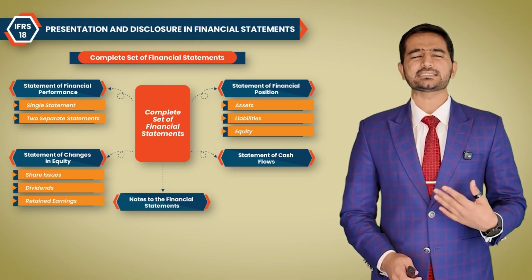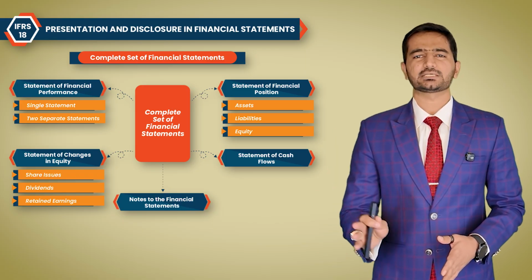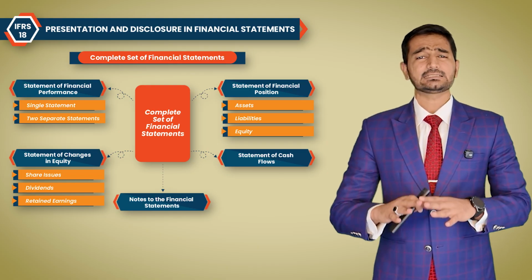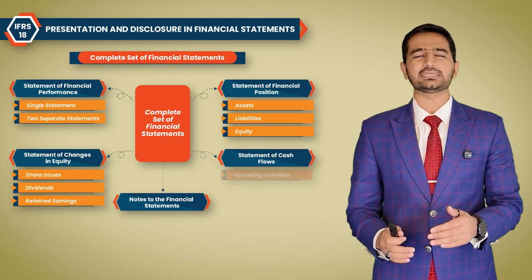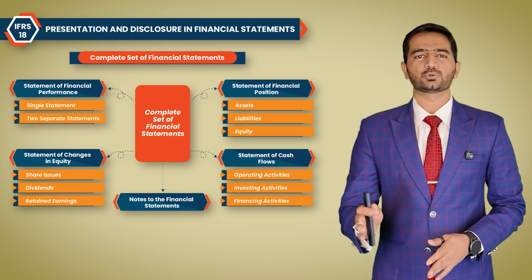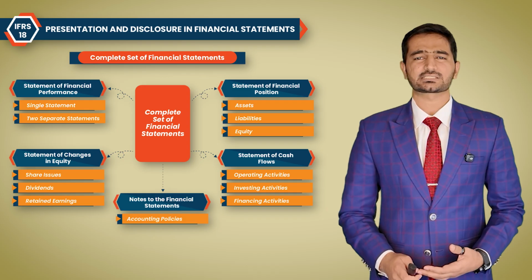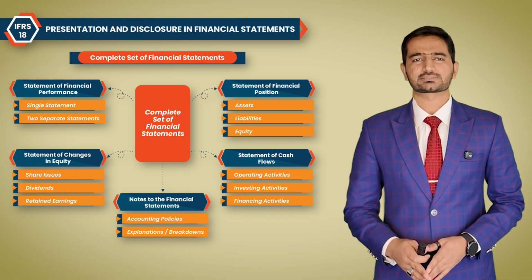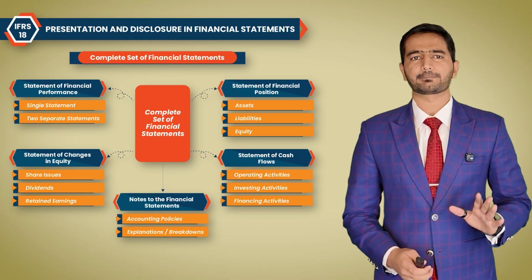The fourth component is the statement of cash flows. This one comes from IAS 7, not IFRS 18, but it's still part of the complete set of financial statements. It tells the story of how cash flowed in and out of your business through operating, investing, and financing activities. And the final component is the notes to the financial statements. They provide the explanation, accounting policies, and breakdowns that support the first 4 components of the financials. Without them, you would be lost in a sea of numbers with no map.